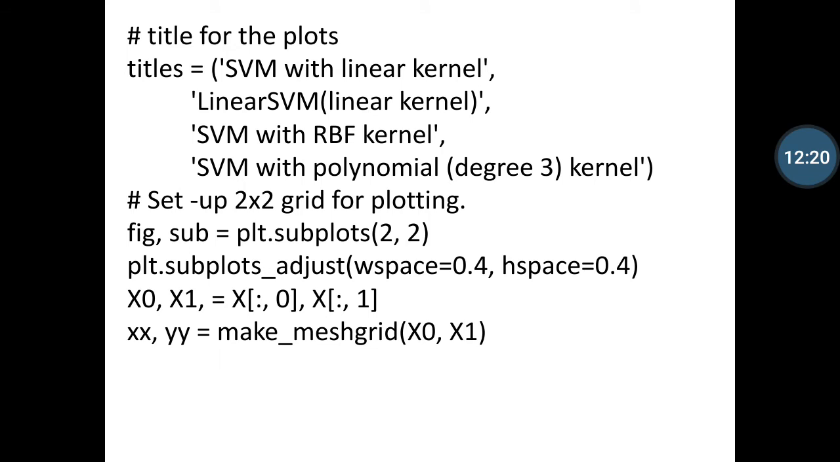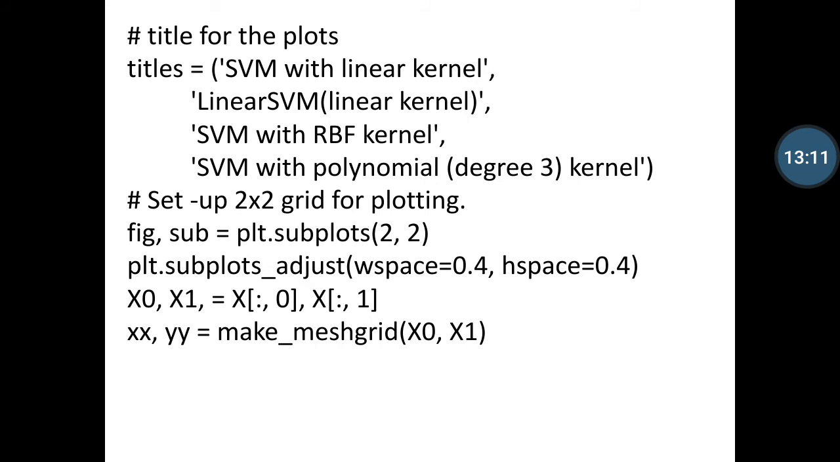Then I define the graph in a 2D grid, so I use the variable fig, sub is equal to plt.subplots, calling matplotlib.pyplot with the alias plt, and put the values 2, 2 for creating the graph in two dimensions. Then plt.subplots_adjust with wspace is equal to 0.4, and hspace, the horizontal space, is equal to 0.4. That defines the size of the graph.